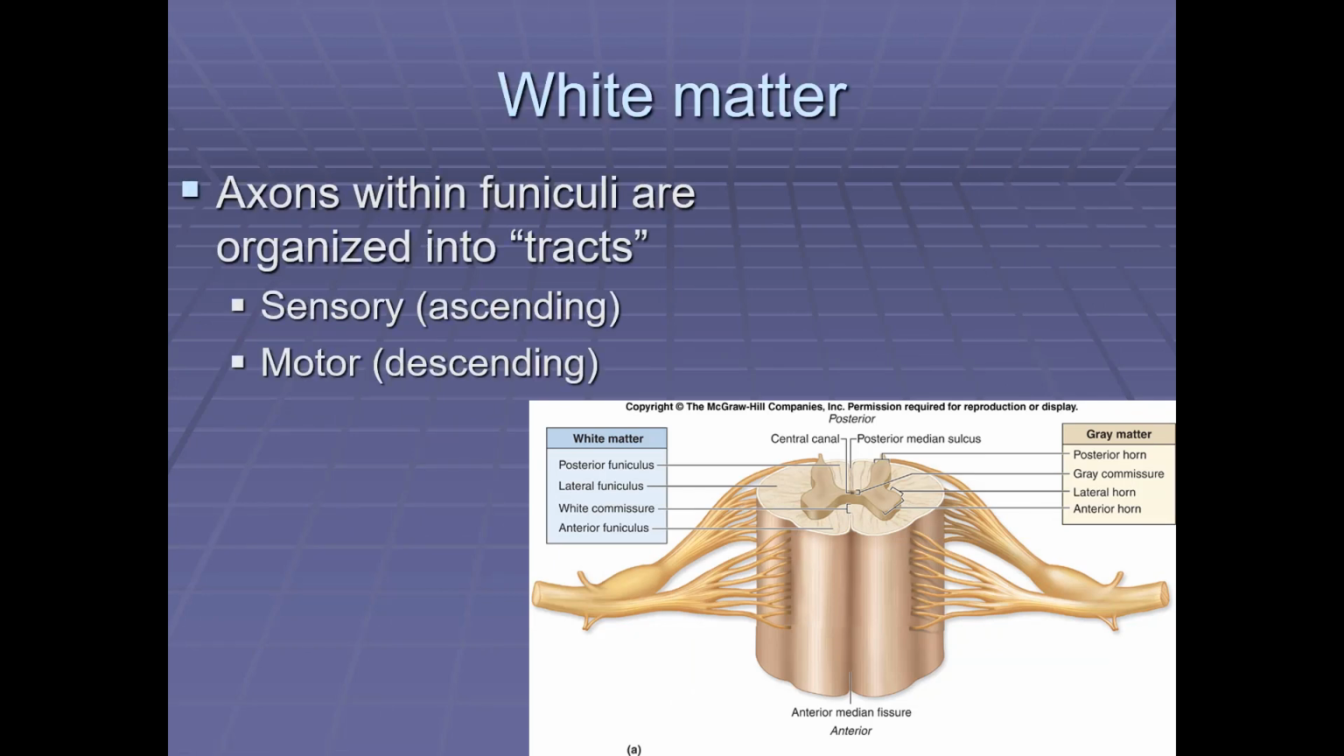All right, within the white matter, remember white matter is just myelinated axons. You have axons running up and down the spinal cord in this white matter, and remember a bundle of axons in the central nervous system is called a tract. So these tracts run up and down the spinal cord. The sensory tracts are also called ascending because they're taking information up towards the brain. The motor ones are called descending because they're bringing signals down away from the brain and sending them out.